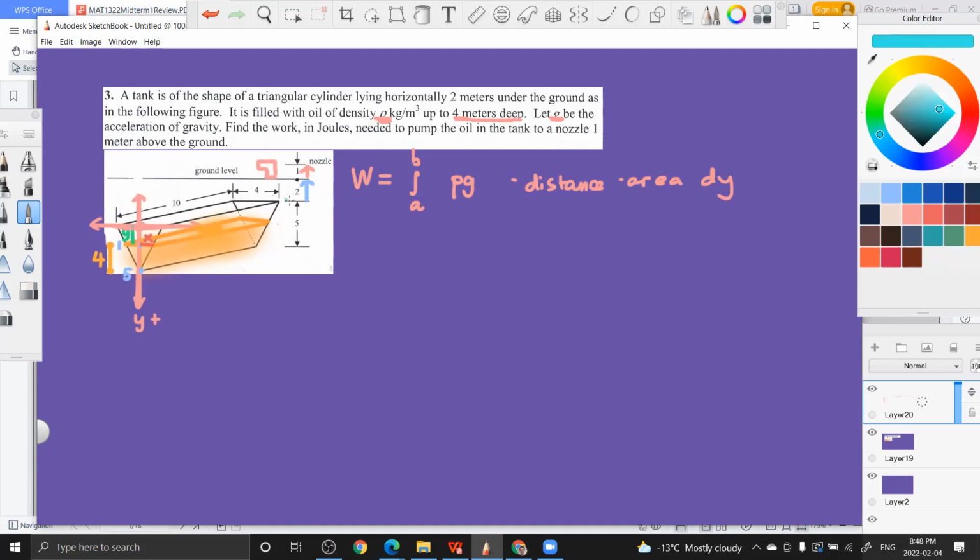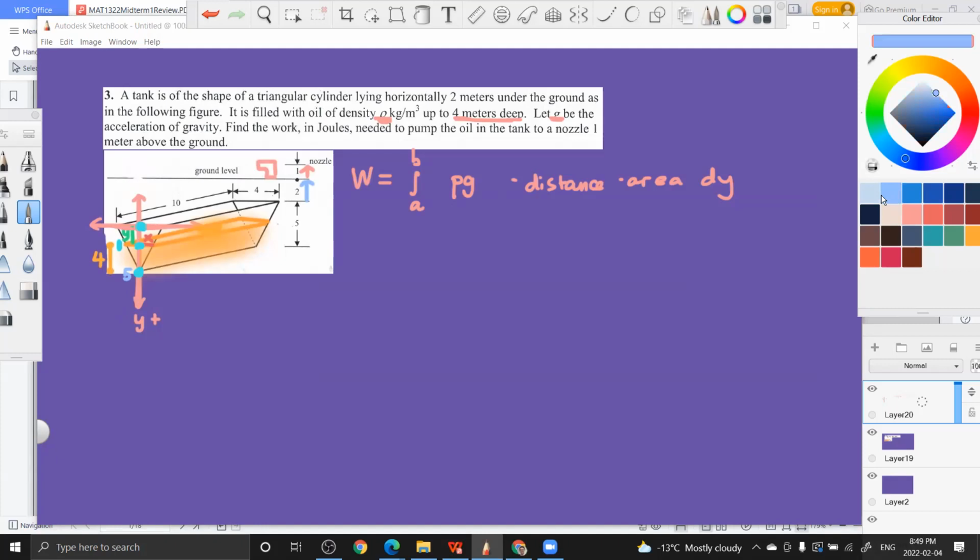We also know that the height of this shape is 5 because it says here that it's 5 meters. So from here to here is 5 meters. But then it says it's filled up to 4 meters. So this means that this right here is 1. This point is 1. Now that part is pretty important. Are you guys understanding this? Yeah, that's awesome.